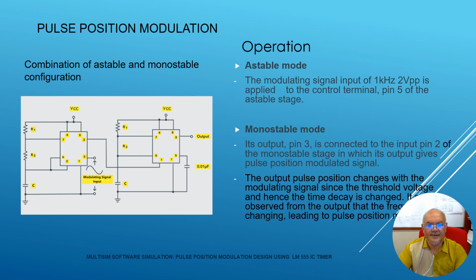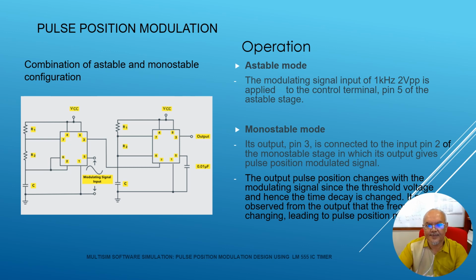How the pulse position modulation signal is operated. Pulse position modulation can be operated by a combination of astable and monostable configurations as shown in the figure below. For astable mode operation, the modulating signal input of 1 kHz, 2 V peak-to-peak is applied to the control terminal, pin 5, of the astable stage.